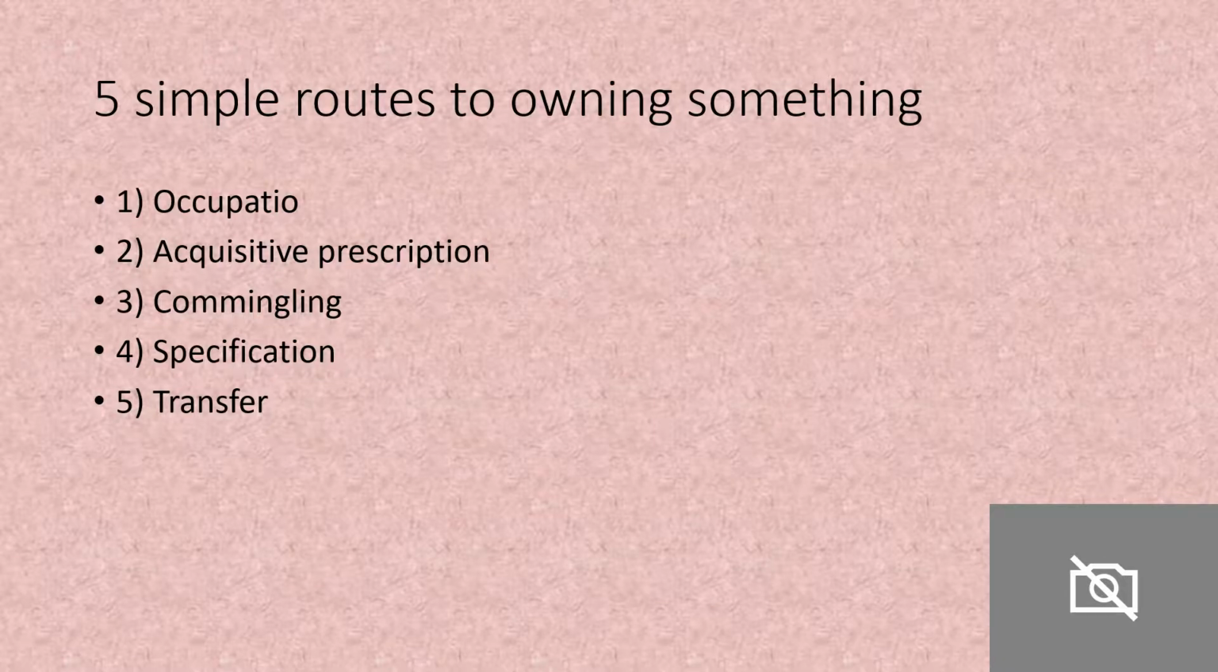So firstly, I'm going to discuss the 5 simple routes to owning something. These are occupatio, acquisitive prescription, commingling, specification, and transfer. In the following slides, I'm going to give a brief definition of all 5. It's important to remember that all 5 of these are recognized by all the legal systems we're discussing, and they're very important if you want to understand property transfer.